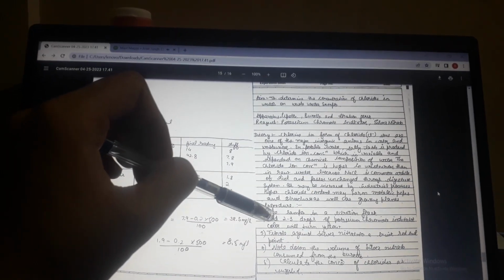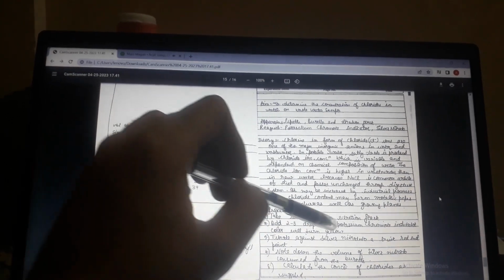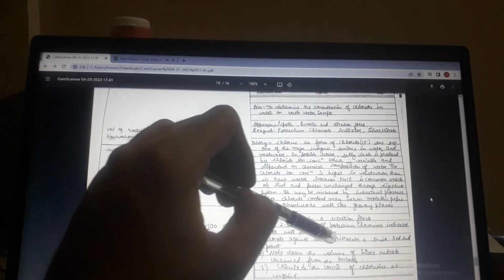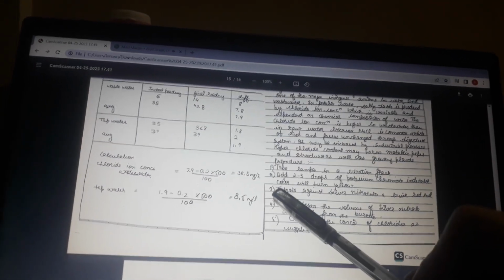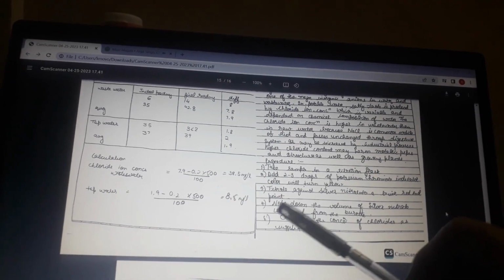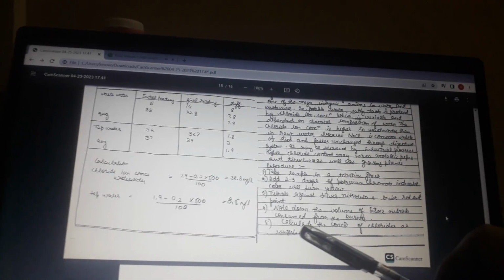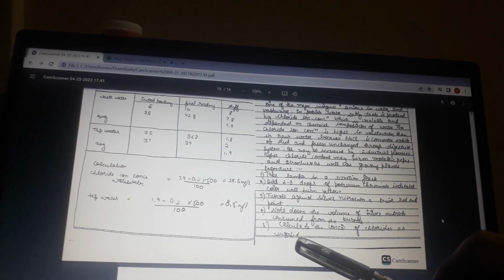Procedure: first, take sample in a titration flask. Second, add 2 to 3 drops of potassium chromate indicator. The color will turn yellow. Third, titrate against silver nitrate to a brick red endpoint. Fourth, note down the volume of silver nitrate consumed from the burette. Fifth, calculate the concentration of chlorides as suggested.